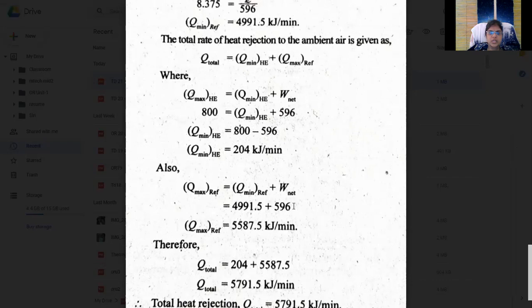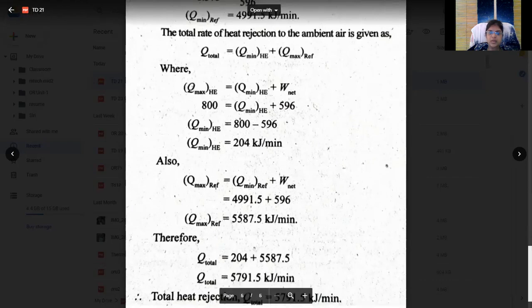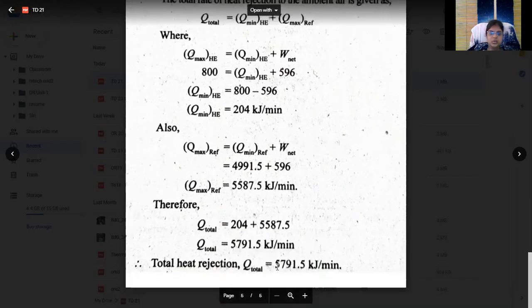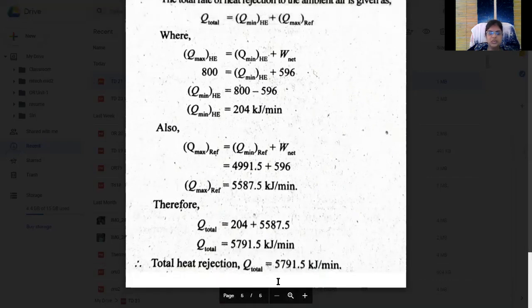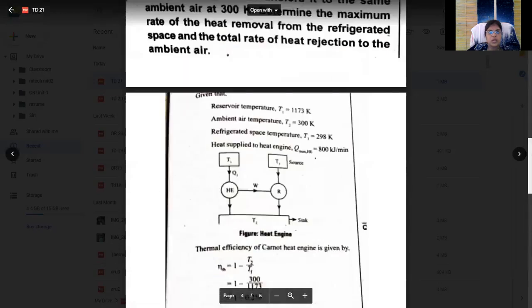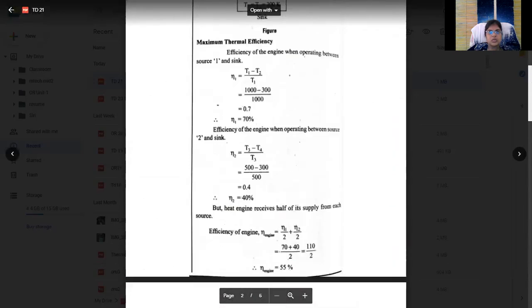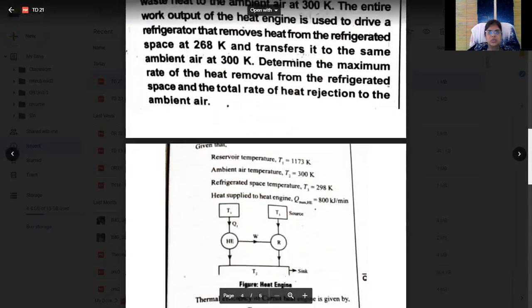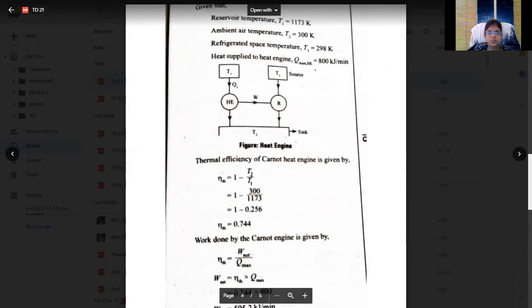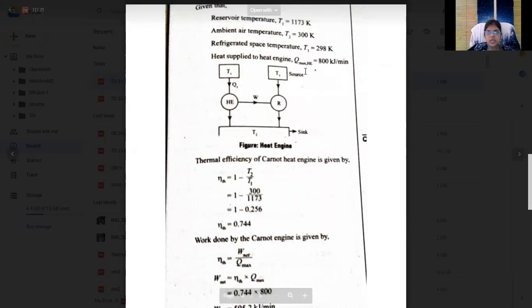So Q max in refrigeration is Q minimum refrigeration plus work done net. Just put all these values, and finally we got the value of Q total. This Q total is nothing but the heat rejection, 5791.5. Okay, so these are the values. These are T3, T1, T2. Those are the temperatures.